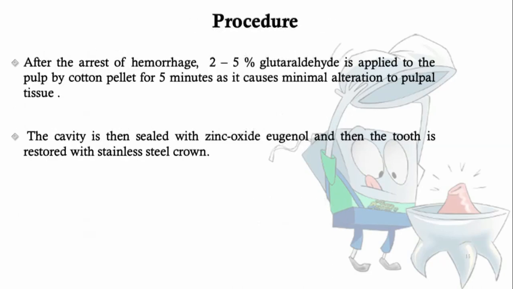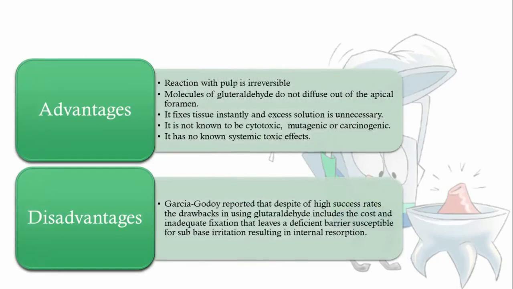The procedure is same as formocresol. Once the hemostasis is achieved, 2-5% of glutaraldehyde is applied to the pulp by cotton pellet for 5 minutes, as it causes minimum alteration to the pulpal tissue. The cavity is then sealed with zinc oxide eugenol, and then the tooth is restored with stainless steel crown.